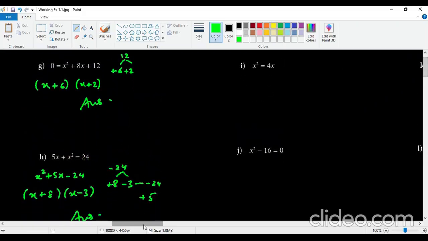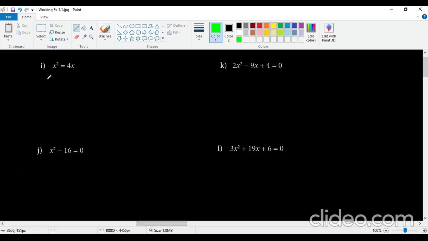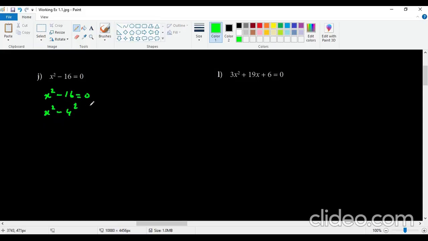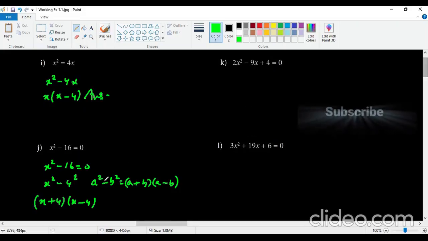Moving on to question number I. So this is x squared minus 4x. So in here x is common in between, so x minus 4 is going to be your final answer. When it comes to x squared minus 16, you can write this x squared minus 4 squared, and this is the a squared minus b squared formula, which is going to give you a plus b and a minus b. That means x plus 4 and x minus 4 is going to be the answer for this question. Moving on to next question, which is K.